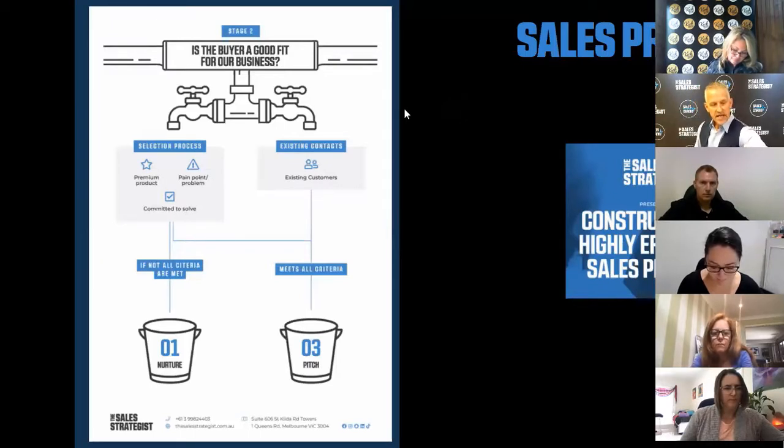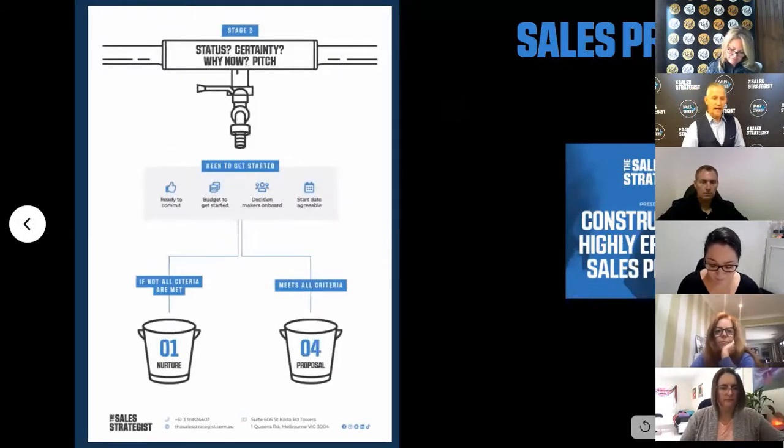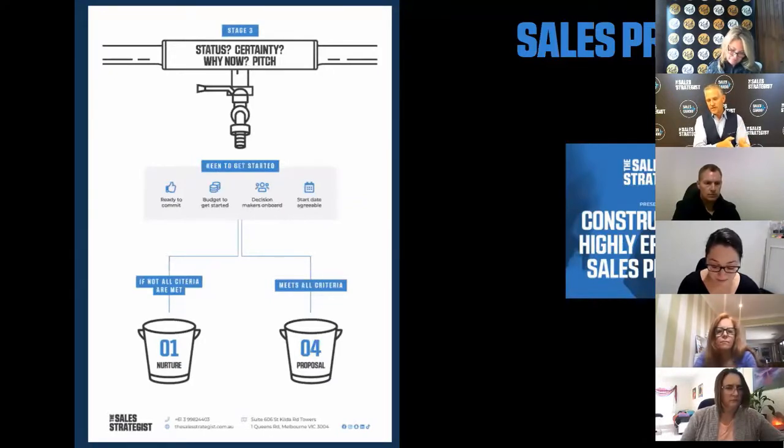And once again, if all criteria are not met and you deselect them as a customer, that's completely fine. They go into your nurture bucket. But if they do meet your criteria and you decide they're a good next step, then they go into your stage 3 bucket. And your stage 3 bucket is where you create certainty. Why now? You give them the pitch. But they've earned this right.